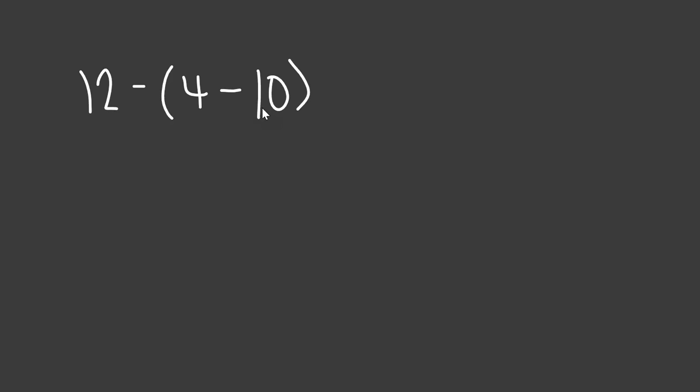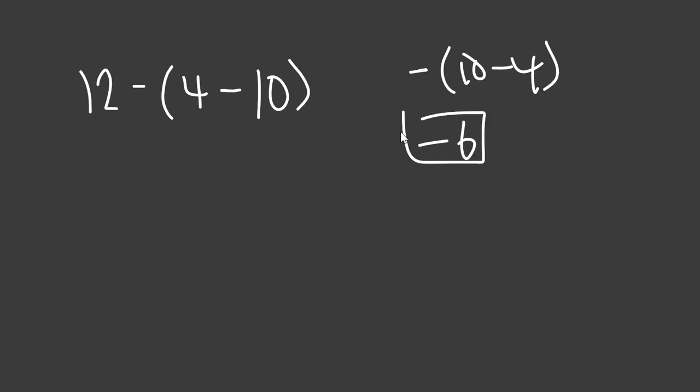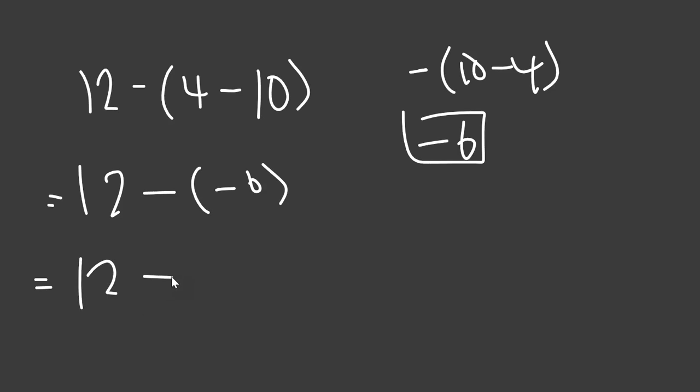4 minus 10. That's also equal to, as I told you, negative 10 minus 4, which is negative 6, because 10 minus 4 is 6. And you put that negative sign in front, and you have negative 6. So 4 minus 10 is negative 6. Two negative signs make a positive, so 12 plus 6, which is equal to 18. So 12 minus parentheses 4 minus 10 is 18.